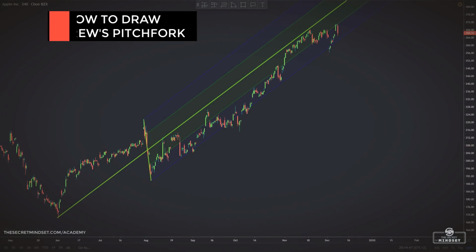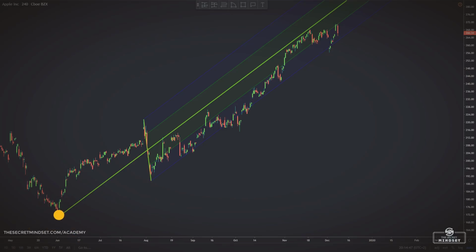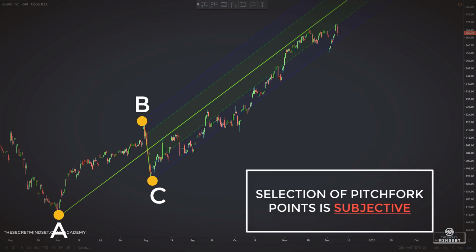The Andrews Pitchfork indicator is created by selecting 3 points on a chart. A beginning point that represents the start of a trend. We'll call this point A. A reaction high coming after the beginning point, point B, and the reaction low coming after the beginning point, point C. The selection of these points is somewhat subjective, but it's a good idea to experiment with different reaction highs and lows to find what works best.